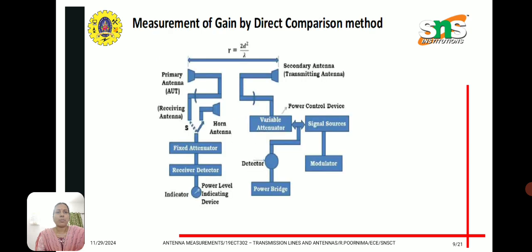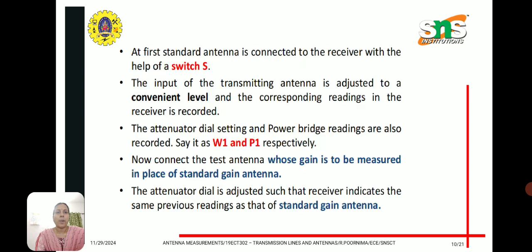Now, measurement of gain by the direct comparison method. Here the primary antenna is taken. It is either connected to a receiving antenna or to a horn antenna. It is given with a fixed attenuator and receiver detector, and it is connected to a power level indicating device. Here the secondary antenna is the transmitting antenna. It is connected to a variable attenuator, signal source and modulator, and through a power bridge it is connected with the detector. Here the variable attenuator is the power control device.